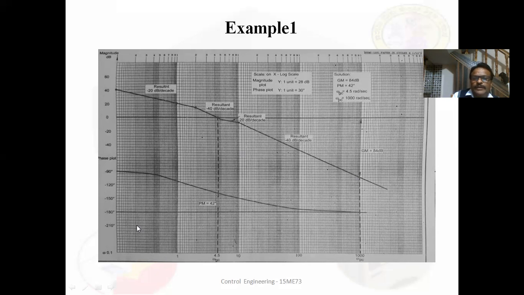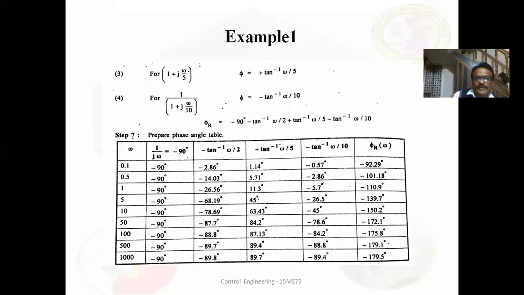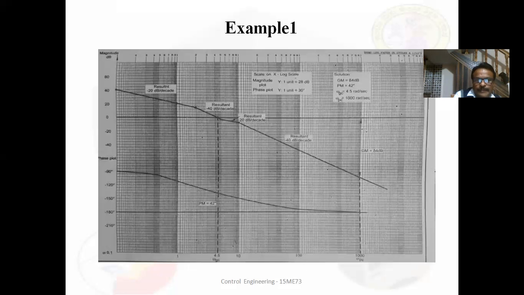Then the phase angle plot. For each corresponding omega value on the x-axis, the resultant phase angle is this one. So we have to plot for 0.1, it is minus 92.29 degree. Then for 0.5, minus 101.18 degree, like that. For 500, it is minus 179.1 degree. Like that we have to plot.